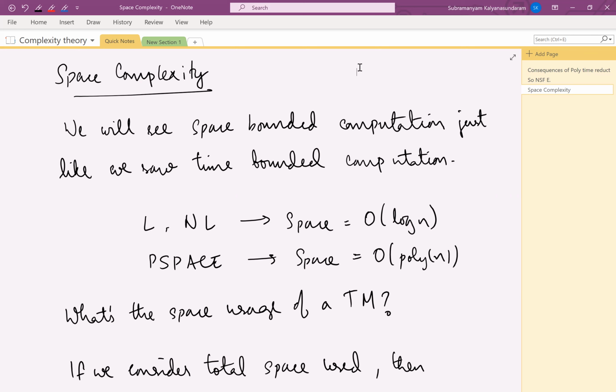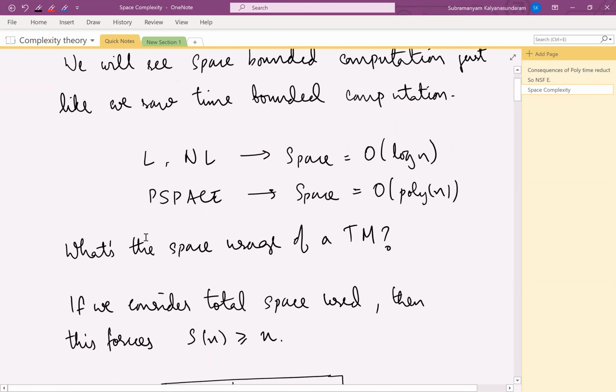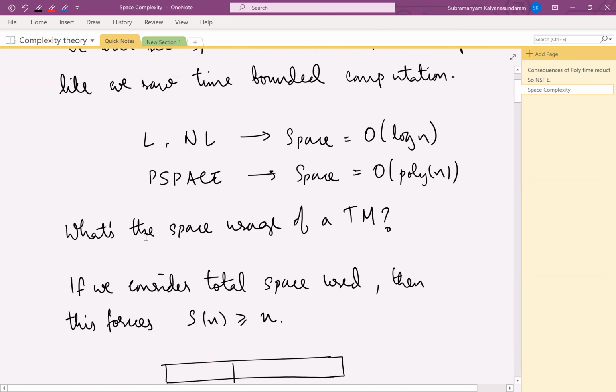So the main complexity classes that we'll see are L and NL, where L stands for log space. This is the complexity class that uses logarithmic space, and NL is the non-deterministic equivalent of it. And PSPACE is the complexity class that takes polynomial space, right? So we'll see this in due course, right?